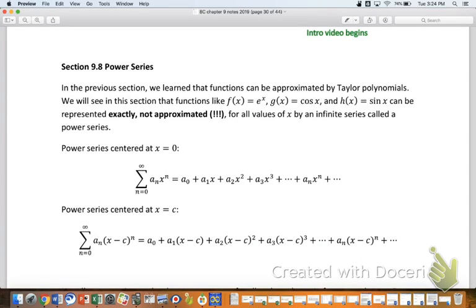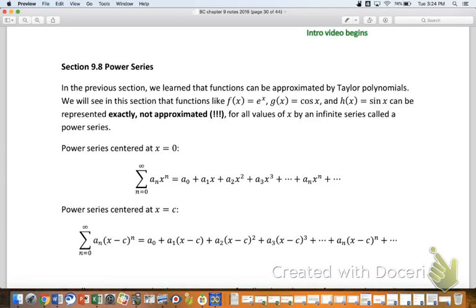All right, this is the BC Calculus intro video for Power Series. And as we've been working on in section 9.7, we learned that we can use Taylor polynomials to approximate all kinds of functions, e to the x, cosine of x, sine of x, many, many others.